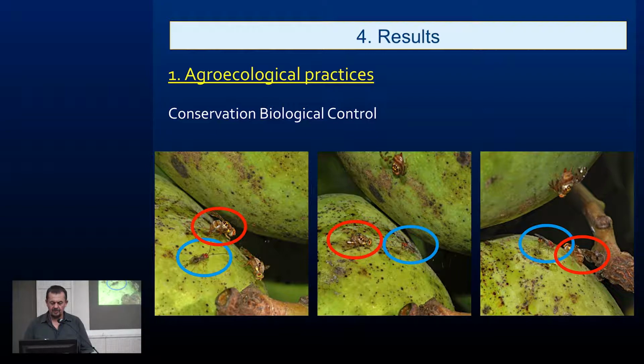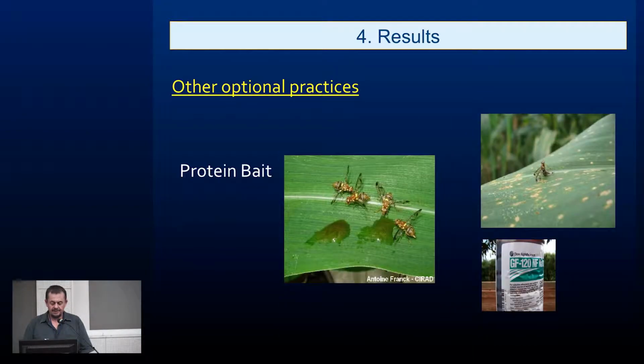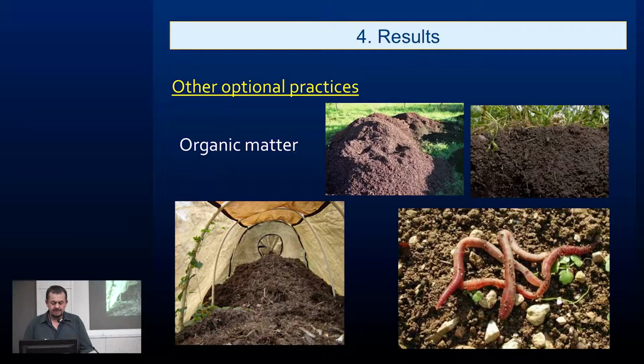We have also IPM techniques, such as the male annihilation technique, protein baits, and of course organic matter to improve the health of the soil. And it's exactly the same thing. We have now to take care of the health of the soil and not only of the health of a plant.